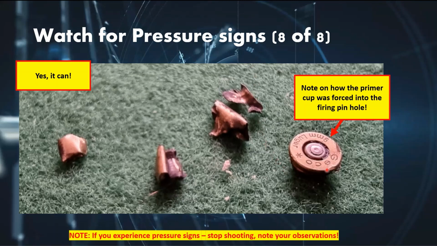Just look at this. The force, or the pressure, inside that round was so high that the indented primer cup was pushed out so forcefully that it entered, or seemed to enter, the firing pin hole, producing that little donut-type shape here. That's something which really is dangerous.